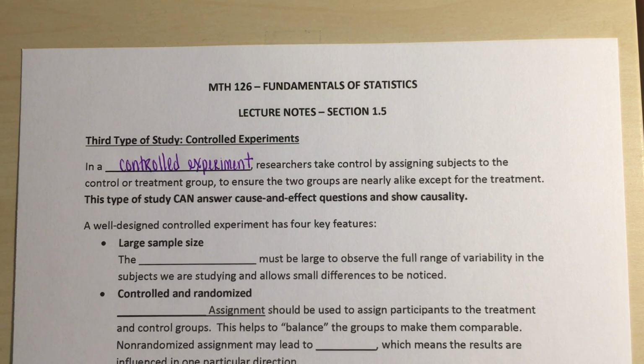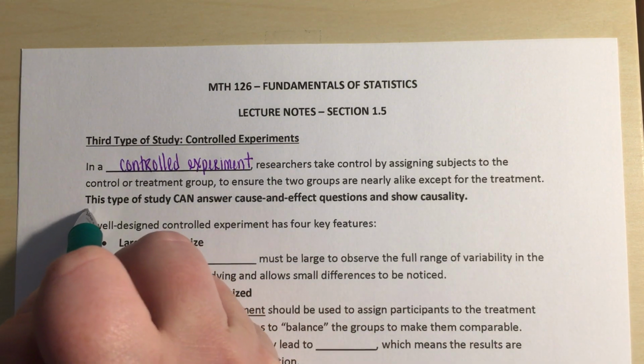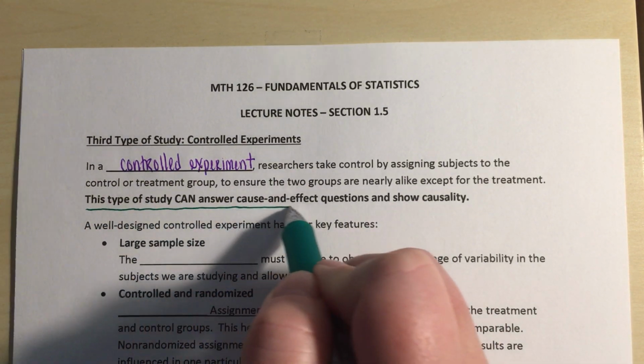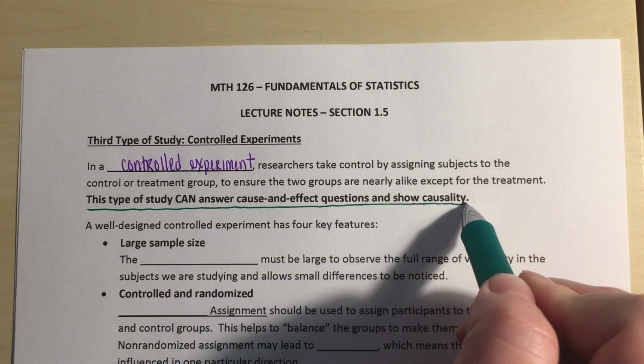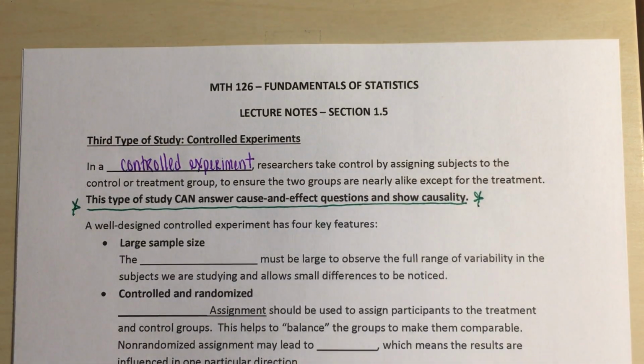This isn't something that's just being observed. This is something that has been well thought out, well planned, and well executed. Right? This type of study can answer cause and effect questions and show causality. Right? So our first two types of studies couldn't. Right? Only this one is able to show our causality.